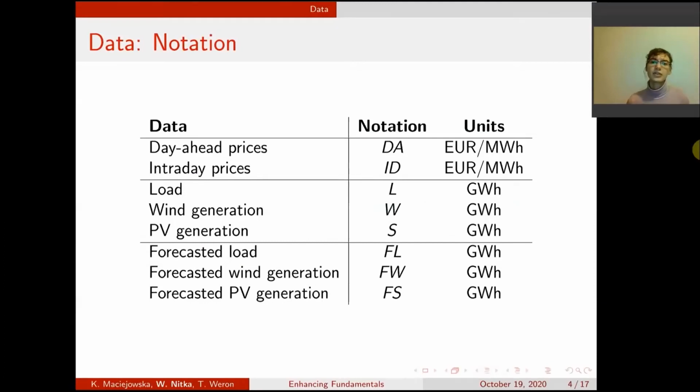Data we are using in this research comes from the German market, and it's the prices from the two markets, day-ahead and intraday, marked as DA and ID respectively. Also, we have the three fundamental variables: the load, wind energy generation, and solar energy generation, and also the publicly available forecast published by the transmission system operator, marked similarly but with Fs.